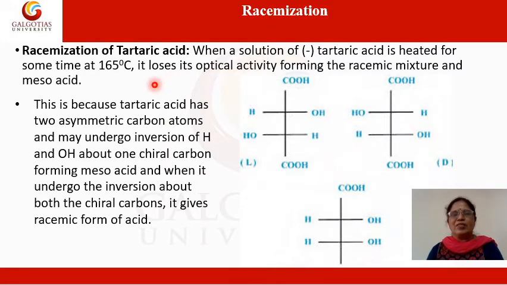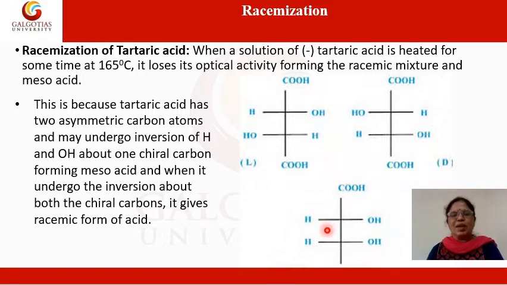Another example is of racemization of tartaric acid. Now, when this tartaric acid is heated for some time at 160 degrees, then it loses optical activity and it forms the racemic mixture and the meso acid. Now, this is because we can see here the dextro and the levo form of tartaric acid, and also the meso form, which is generally a racemic mixture.